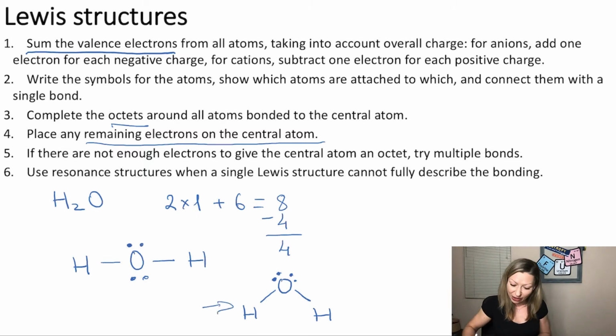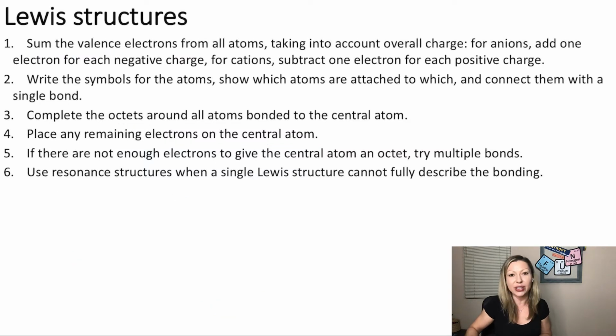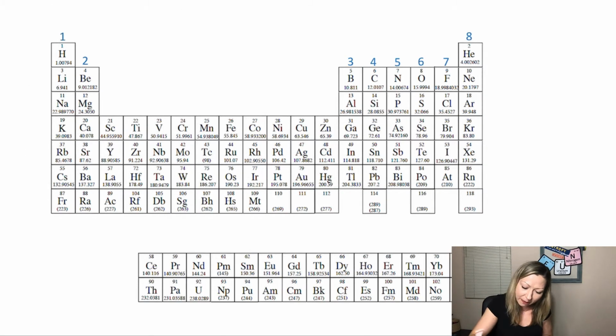All right. So what's next? Let's do another example. Let's do the nitrate ion, okay? It's getting more interesting because we are having an ion. Let's see how we can make every single atom happy there. So the nitrate ion is NO3 minus. Let's go to the periodic table.